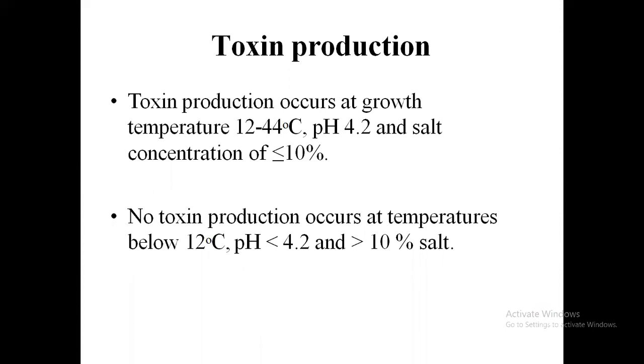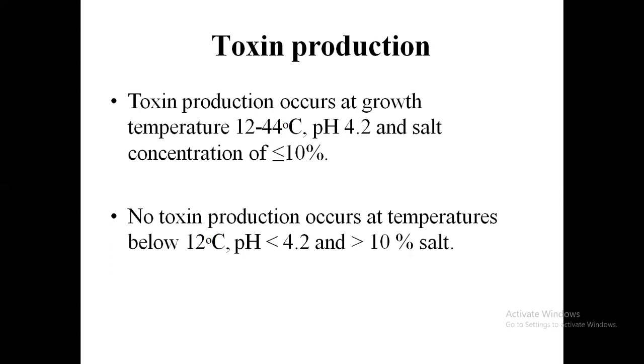So you can see how toxin production happens. It occurs at a temperature of 12 to 44 degrees Celsius, pH 4.2, and salt concentration of less than 10%. You can see that salt mainly avoids the organism's growth. In homemade pickles, when you prepare the pickle, they put a huge amount of salt. If a higher concentration of salt is there, the organism and toxins do not grow. That's why pickles can be stored for so long, even though they are raw.